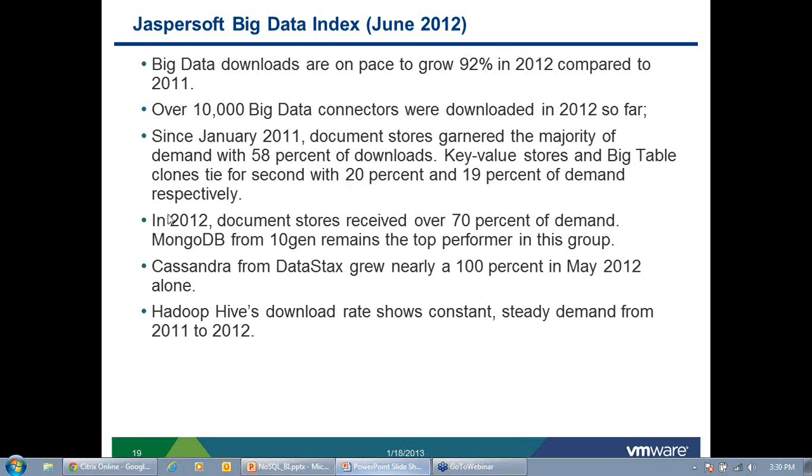And in 2012, MongoDB in fact scored around 70% of the demand. And Cassandra grew almost 100% in May 2012 itself. And of course Hadoop and Hive downloads are constant over a period of time from 2011 to 2012.